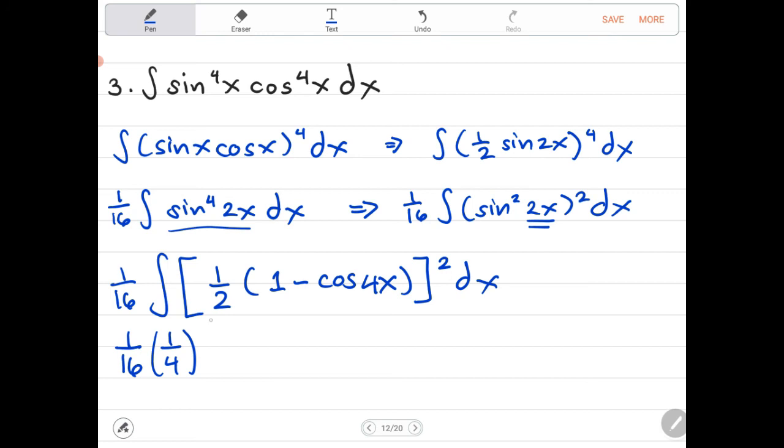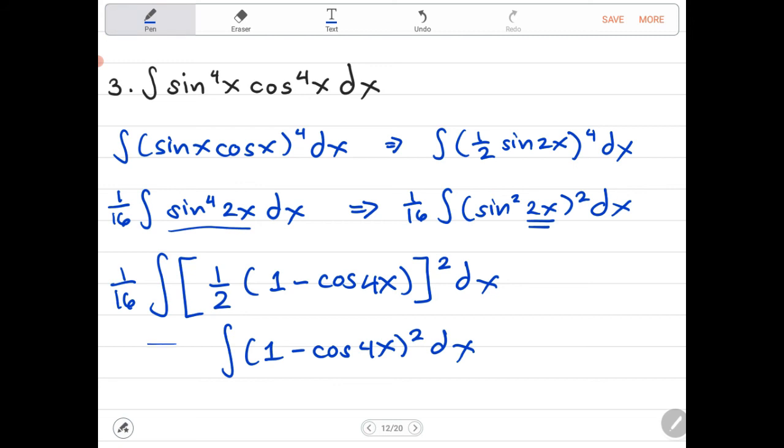Then we have the integral of 1 minus cosine 4x squared dx. So i-square ko muna si 1/2, inilabas ko siya as 1/4. So magiging 1 over 64. 1 over 64. Then this one, squared natin. So, we are going to expand this one. 1 minus cosine 4x squared. So, let us use FOIL method.